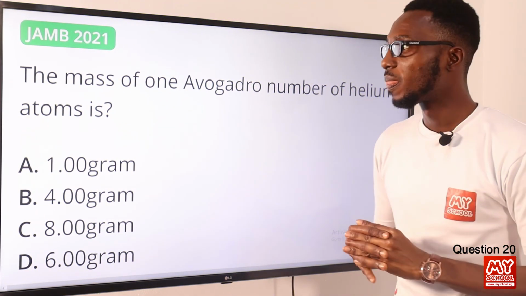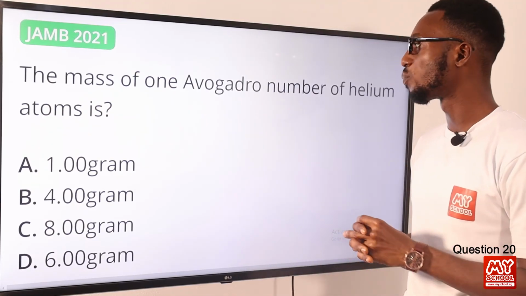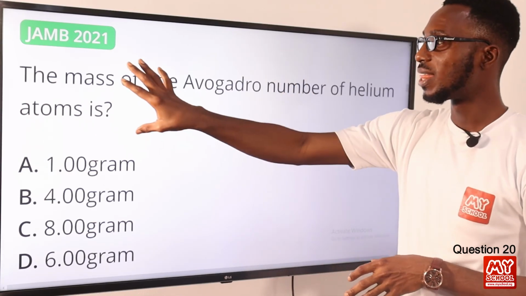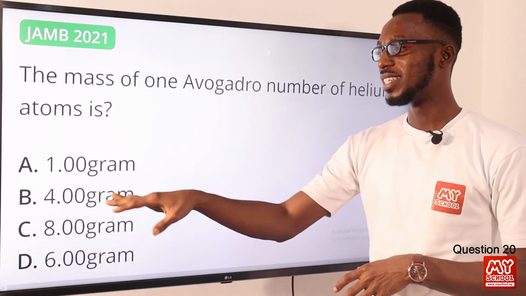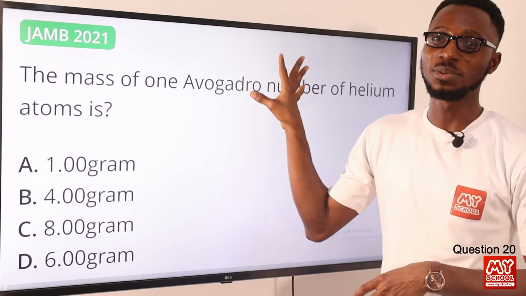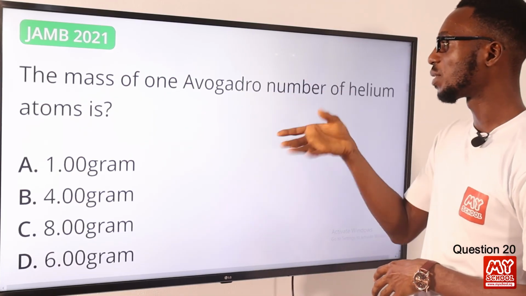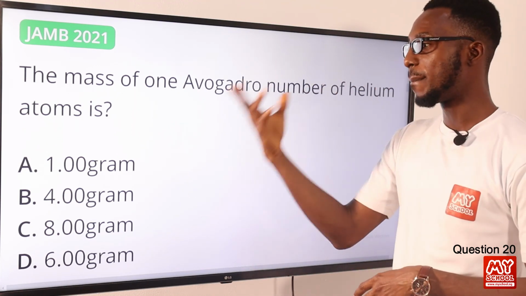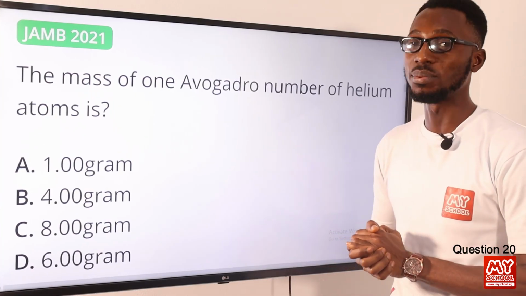Question 20. The mass of one Avogadro number of helium atoms is what? You can just take this as 1 mole of that particular substance. The mass of 1 mole of helium atoms is actually 4.00 grams. Avogadro's number is 6.02 times 10 raised to the power 23, and that's for particles. The particles you're talking about can be molecules, ions, atoms, or what have you. So for helium, the molar mass is 4.00 grams. So option B is the right option.